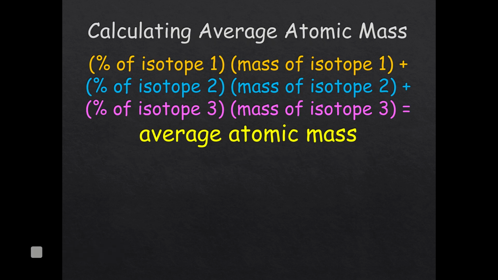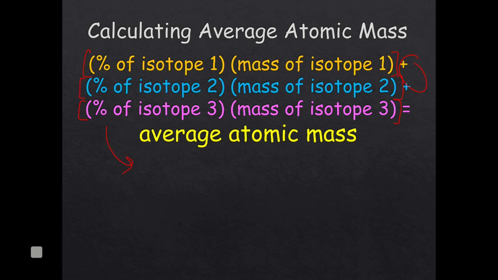So this is your formula for it. I know it looks kind of intimidating. Basically, you take each isotope one at a time, and you multiply the percent of the isotope times its mass. You then do the second isotope, its percent times its mass. You do the third isotope, percent times its mass, and then you simply add them all together. And that'll be your average atomic mass.